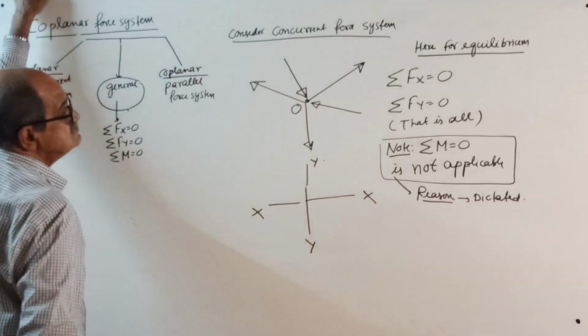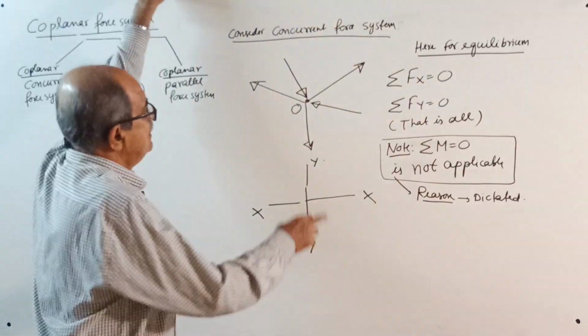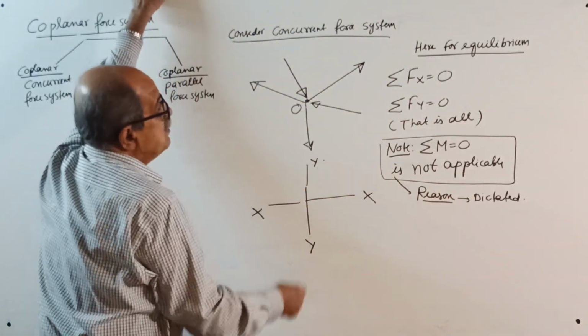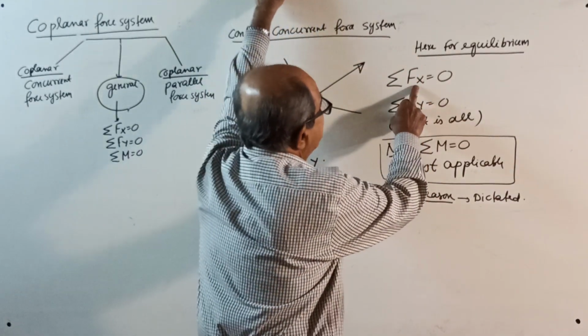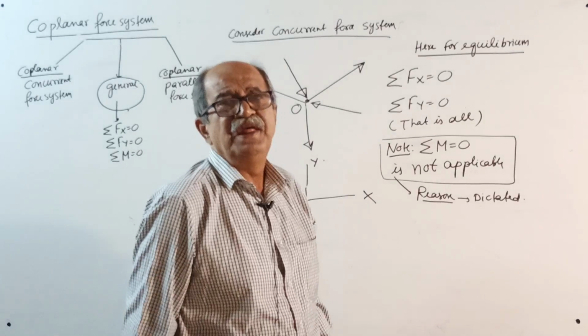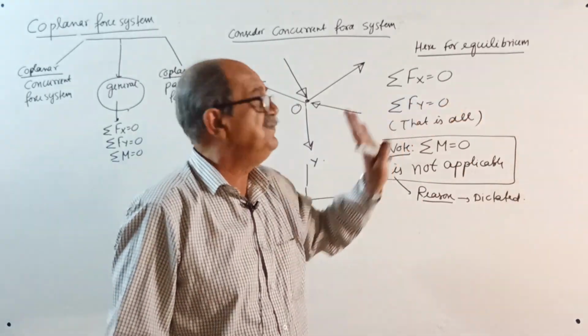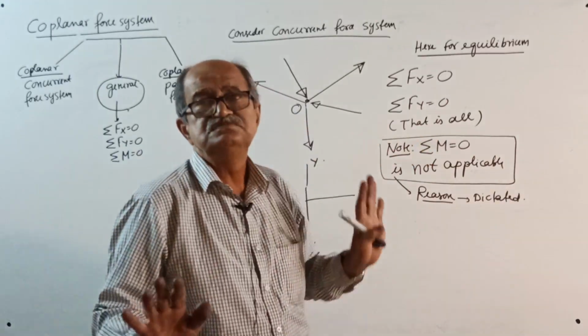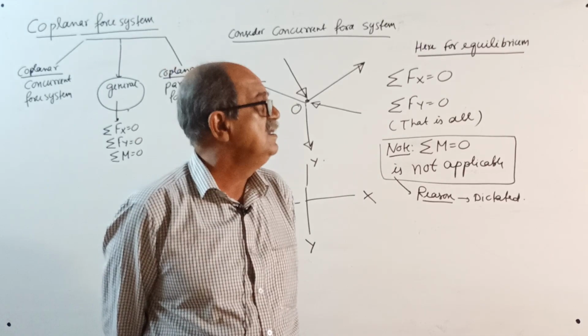Coplanar parallel. Okay. First, consider a concurrent force system. See, example given here, x, x, y, y. Here, for equilibrium, sigma Fx equals 0 and sigma Fy equals 0. When you go to strength of materials and structural analysis, we will write sigma H equals 0, sigma V equals 0. That's all. I will not tell the same thing again and again.